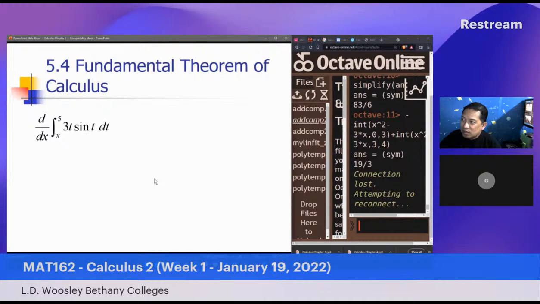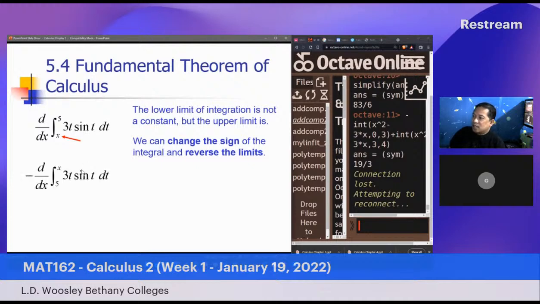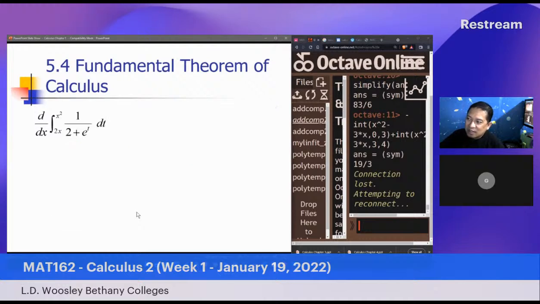So ito, katulad nito. So baliktad, di ba? So hindi siya lower limit of integration is not a constant but upper limit. But we could change the sign and reverse the limit. Ayan. Pwede na, di ba? Pwede na siya. So, kung na-reverse mo, constant yun, pwede na. So, yan yung sagot. Ang simple, no? Pero yan, because of the fundamental theorem of calculus. That's the way it should be.